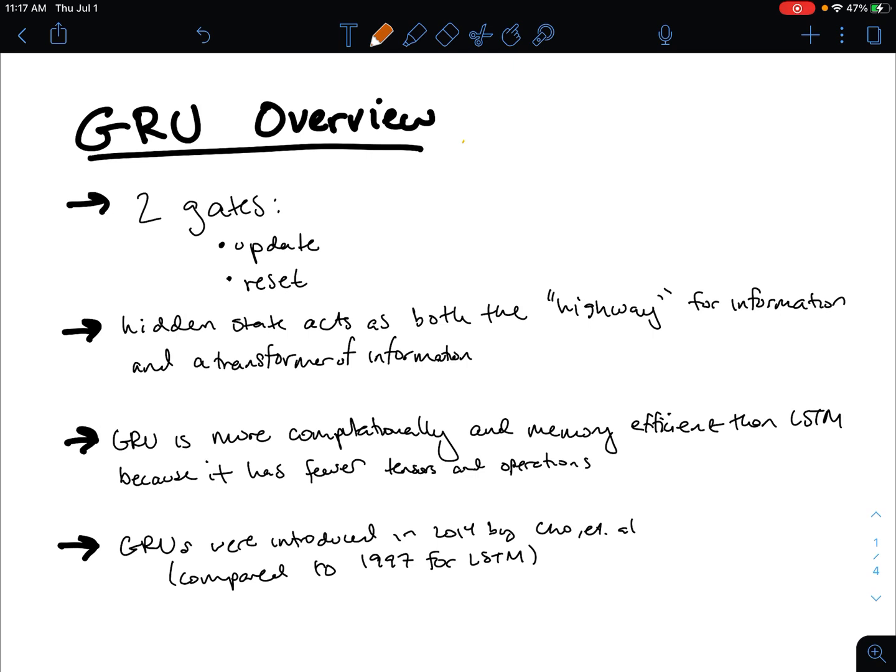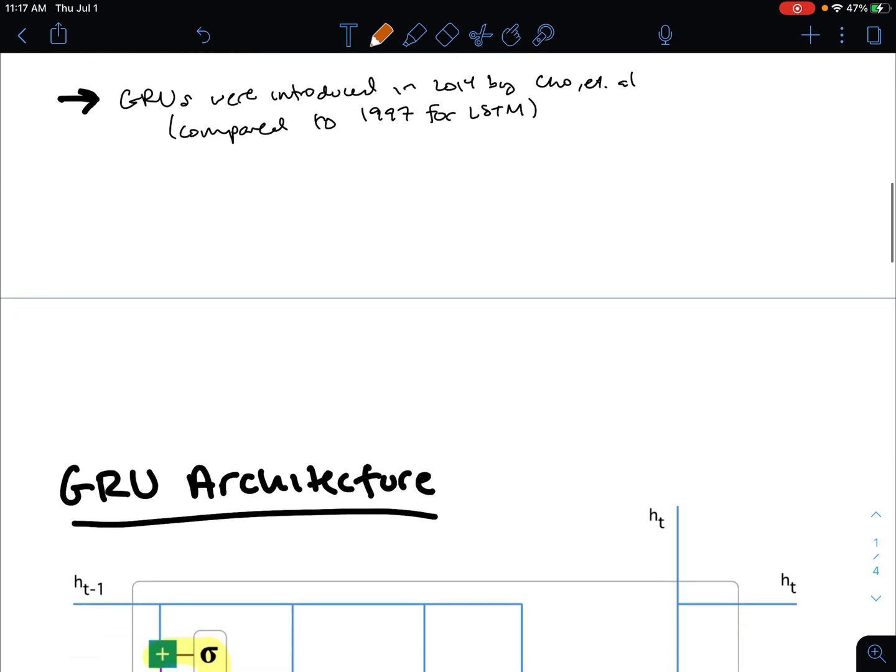And GRUs are a more modern enhancement of the RNN. They were introduced in 2014. You can contrast that with the LSTM, which has been around since 1997. So they're much more recent.